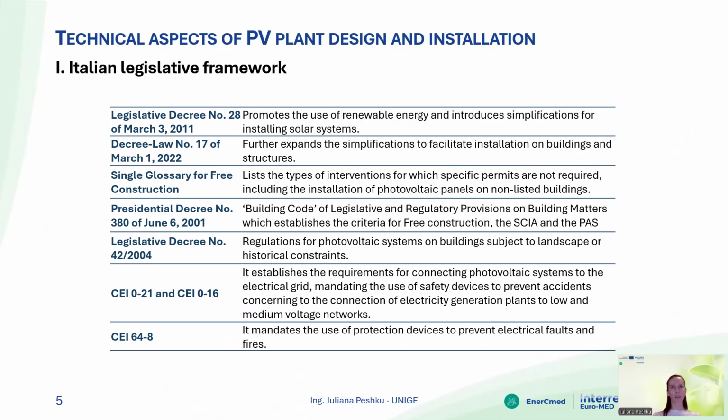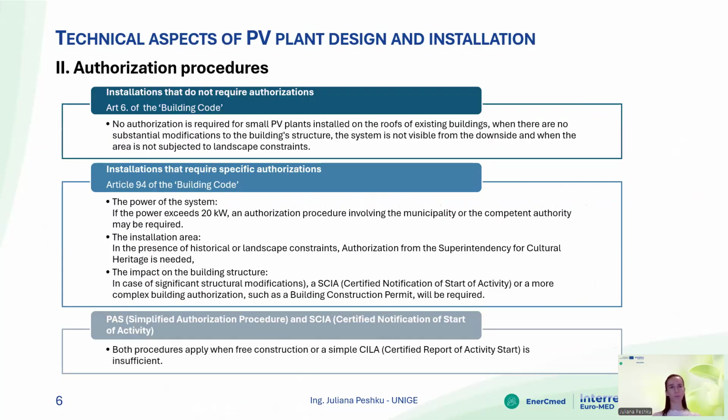Before starting the PV plant design, a deep analysis of all the norms related to the PV plants must be performed. In this slide is presented the national regulatory framework for Italy, starting from the one which promotes the use of renewable energy sources, the other which introduced simplifications for installing solar systems, types of the necessary permits, up to the norms for the requirements for grid-connected systems and mandatory security devices to be used.